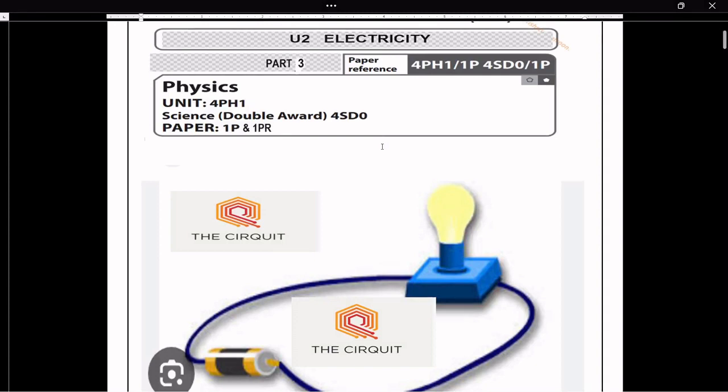Here we are discussing the topic electricity for the Edexcel IGCSE Physics examination, with questions from the past 4 to 5 years of the Edexcel exam board. In fact, this is the third part of this series, and the links to the other two parts of the series are given in the description box.